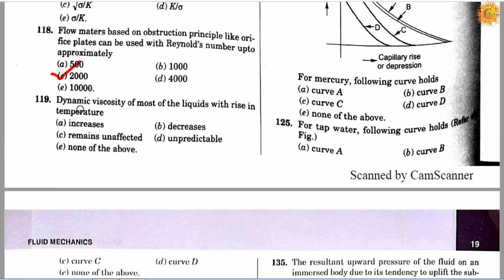Question number 119. Dynamic viscosity of most of the liquids with rise in temperature: option A is increases, option B is decreases, option C is remain unaffected, option D is unpredictable, and option E is none of the above. So the correct answer is B, it will decrease.